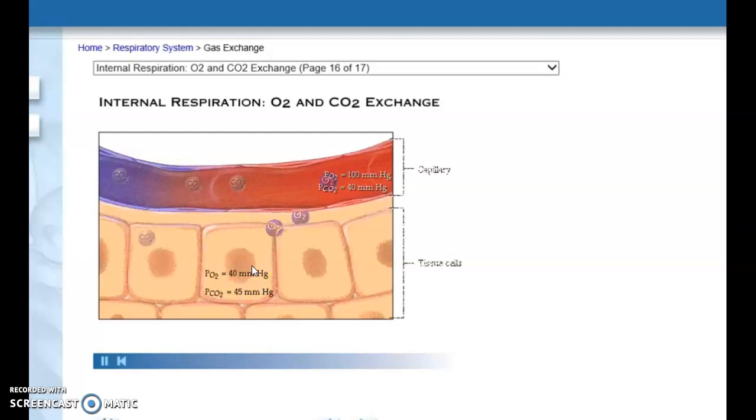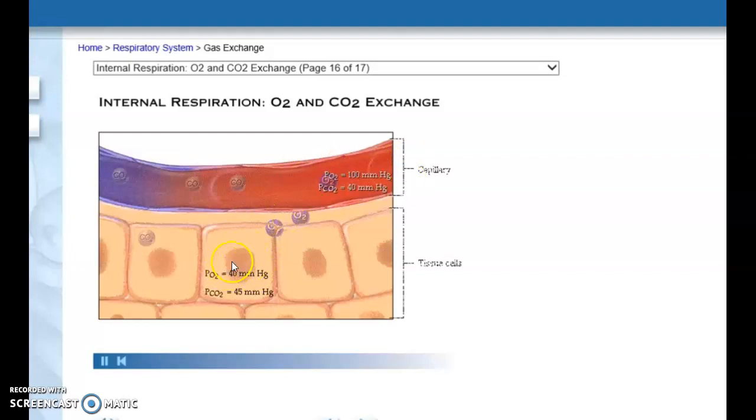Let's compare it to, let's say, an adipocyte. An adipocyte probably needs oxygen because it's a living cell, but it doesn't need a lot of oxygen. Therefore, its partial pressure of oxygen is going to be much higher than a muscle cell. Therefore, the bigger the gradient difference, the more oxygen is going to go into that.